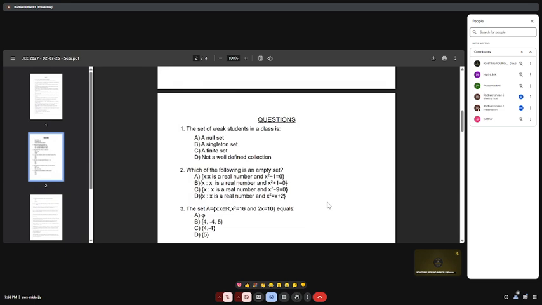Let's look at this problem. Set A equal to x, x belongs to real numbers, x square equal to 16 and 2x equal to 10. Okay, so all these conditions should be satisfied. So what are the values of x that will satisfy all these conditions?